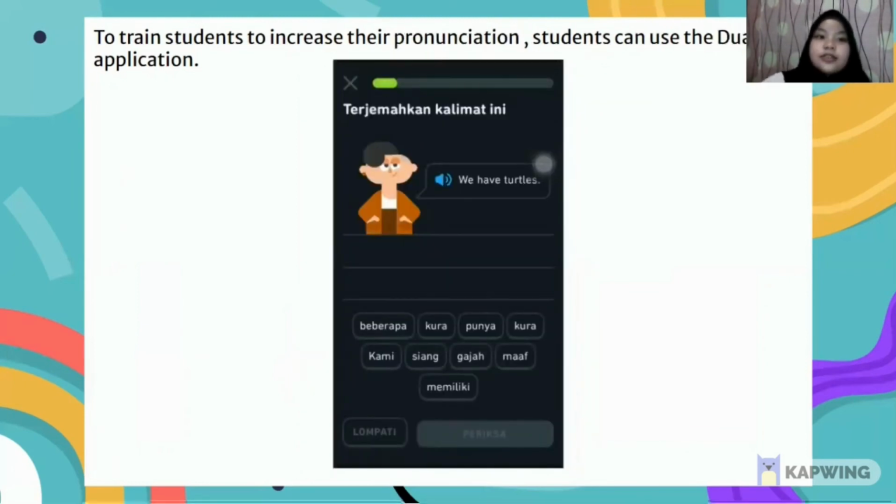And the last, to train students to increase their pronunciation, students can use the Duolingo application. Duolingo application is an English learning game in which you can hear sounds, easily understand vocabulary, and hear correct English pronunciation. That's our presentation.